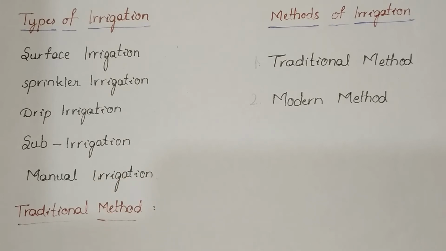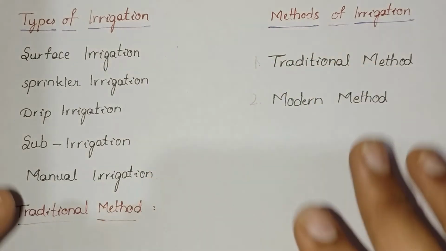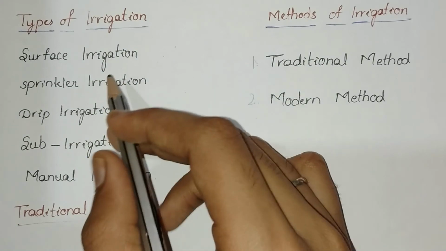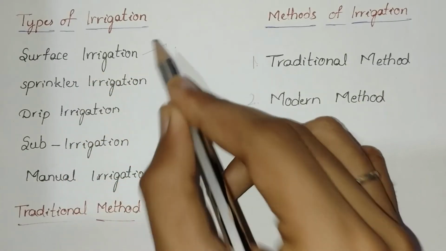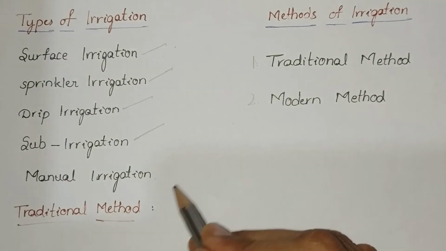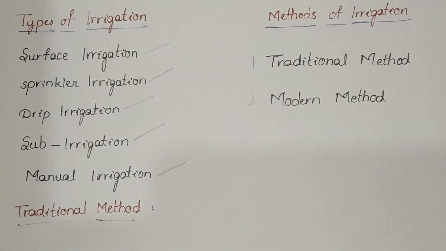Now, the last type of irrigation, manual irrigation. This is a labor-intensive and time-consuming system of irrigation. Here the water is distributed through watering cans by manual labor. Now we have discussed surface irrigation, sprinkler irrigation, drip irrigation, sub-irrigation and manual irrigation.